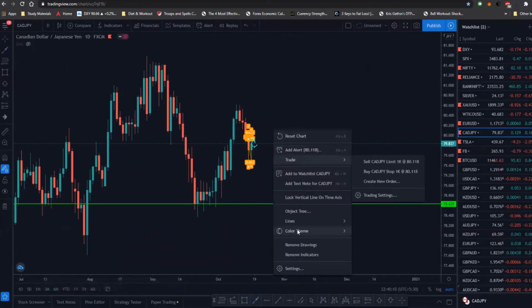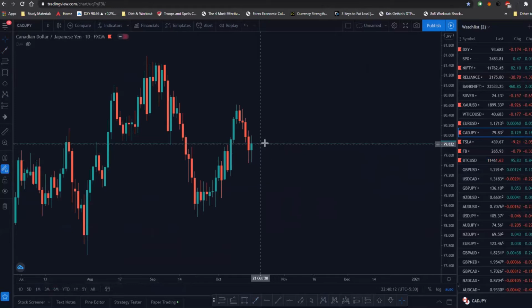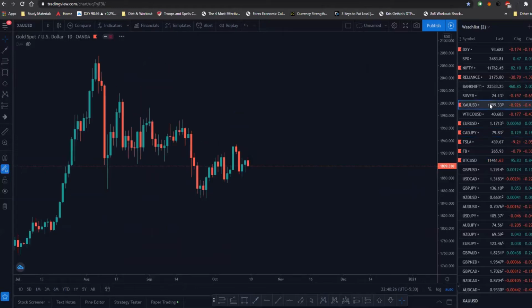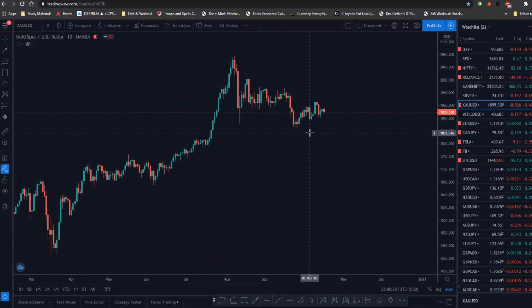So I missed that. Now I have to look for another opportunity. But let's see on the next week how it will react. Based on that, I'll be taking any short trades on that. All right. Now let's move on to the gold. Gold is something which everybody likes.